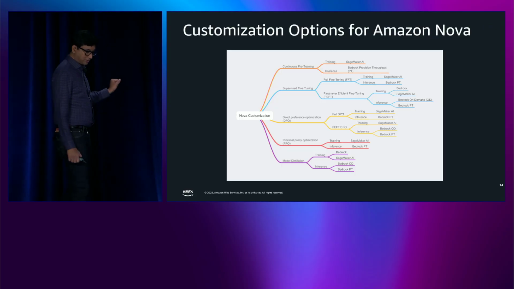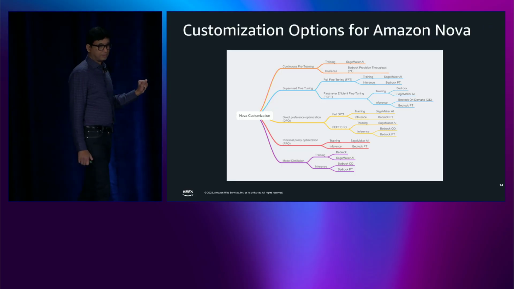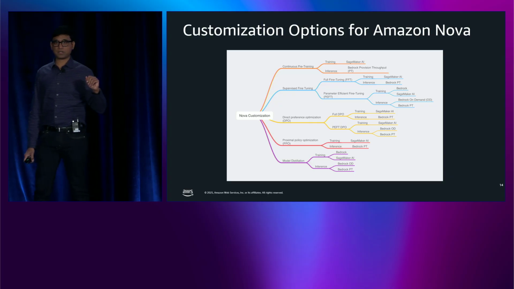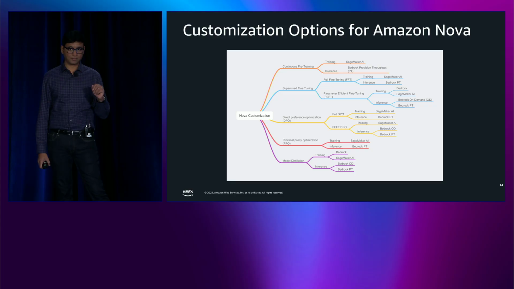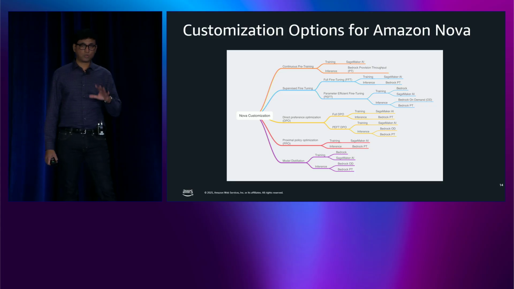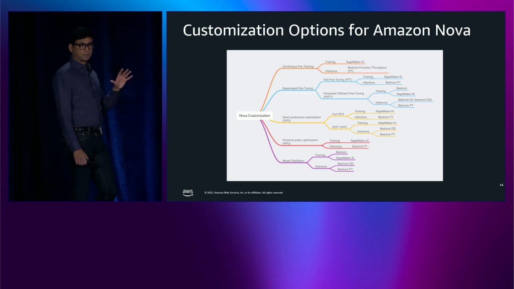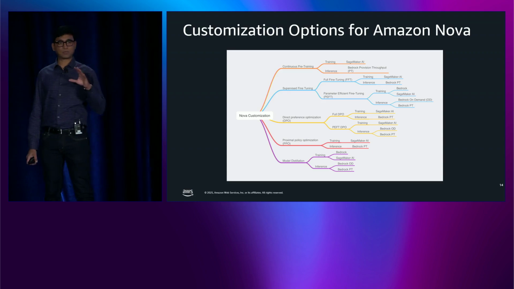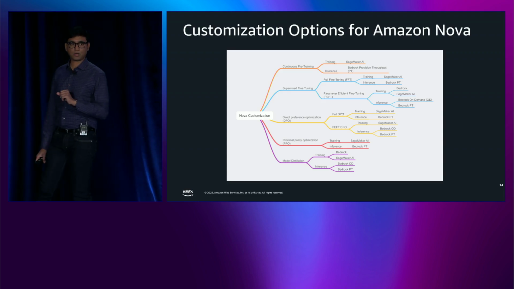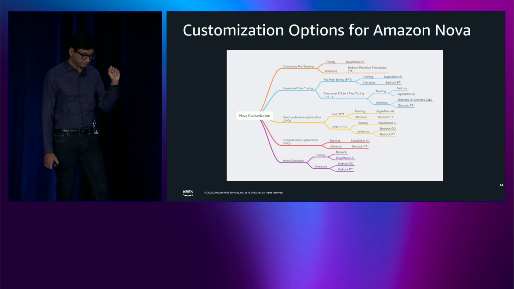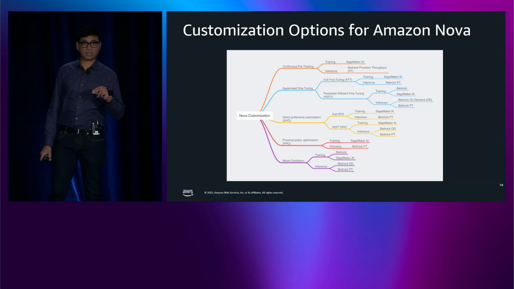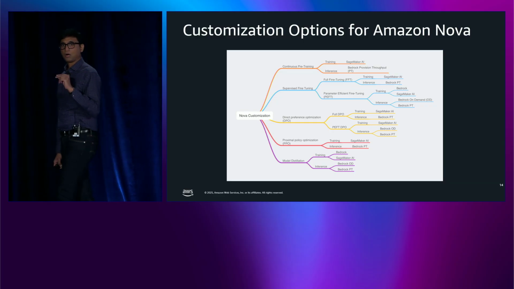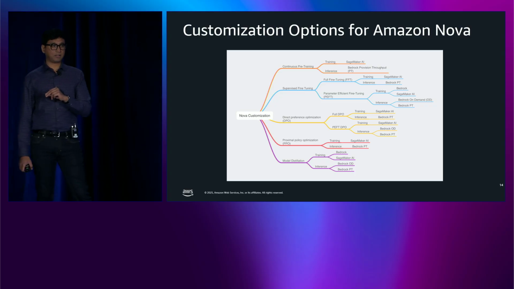Now, the chart here looks busy, but if you look at this, Nova provides a broad range of customization options, both on Amazon Bedrock as well as SageMaker AI. Most of these options are available both as full rank options as well as performant efficient low rank options that we discussed above. Depending on the option you choose, you can choose to do your customization either on Bedrock or you can do the customization on SageMaker AI.